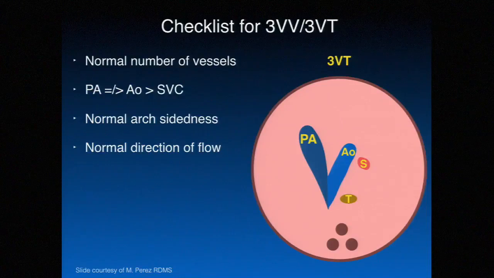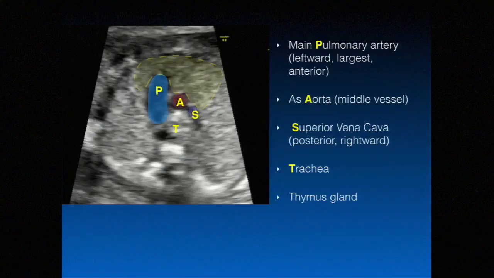And we've already discussed this. We're looking for the number of vessels, we're looking at the size of the vessels, we're looking at arch-sidedness, and then also normal direction of flow. And then this is also a nice view to look at the thymus gland as well, which sits right in front of these great vessels. If you're just learning this view, this acronym makes it nice and easy to remember with the pulmonary artery, aorta, SVC, and trachea, so PAST, easy to remember.